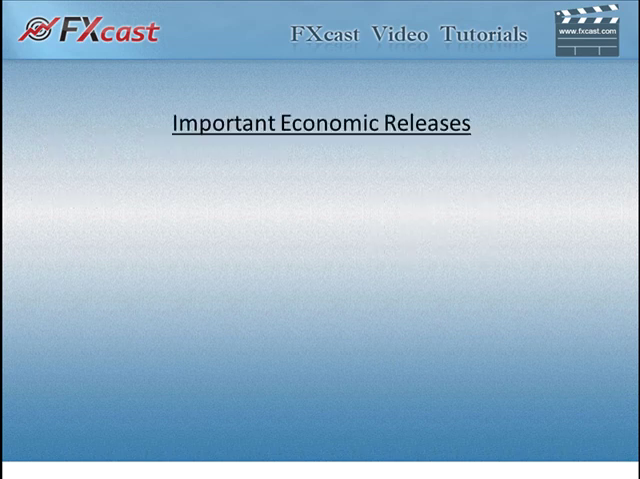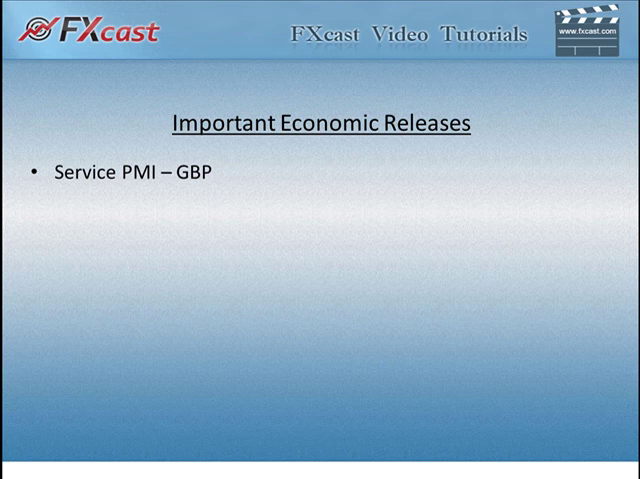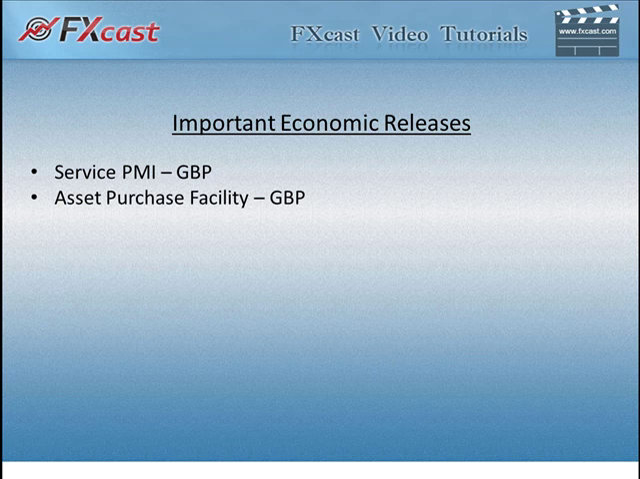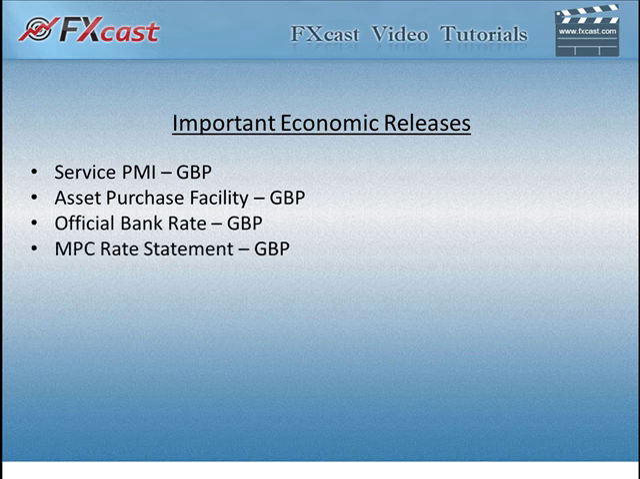With regards to our releases tomorrow, we've got the services PMI. This is where business managers give us their insight on the economy and whether or not they're going to be purchasing more. That's for the pound. The asset purchase facility, also for the pound. MPC members vote on how much money they're going to create for the program. The official bank rate and their statement, again, what is going to be the interest rate and what are they going to say about the economy for the pound. The minimum bid rate for the euro.